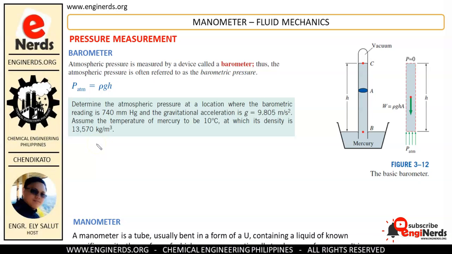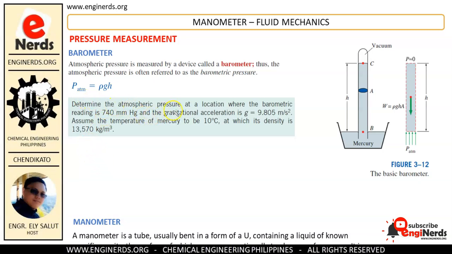So since we are getting the atmospheric pressure here, the formula that we will be using is basically the same as what we have discussed in previous lessons. So our atmospheric pressure is equal to the density of the fluid, the acceleration due to gravity, times the height or the pressure head. Since we have discussed this in earlier sections, let us now try to answer this problem just to refresh ourselves in its application.